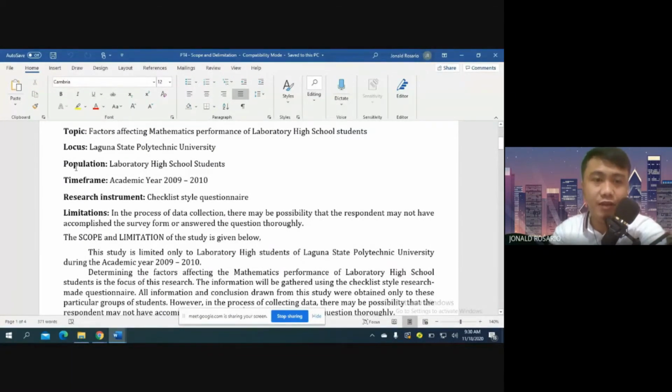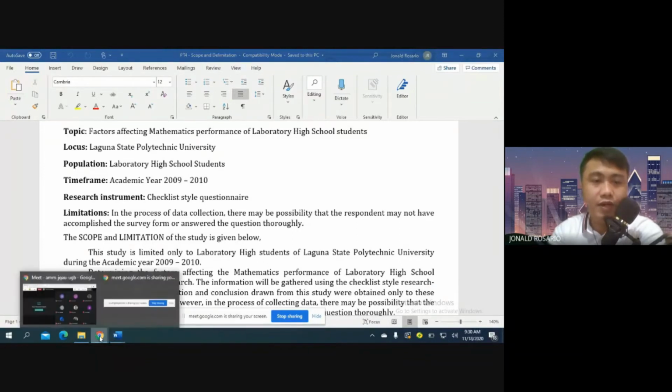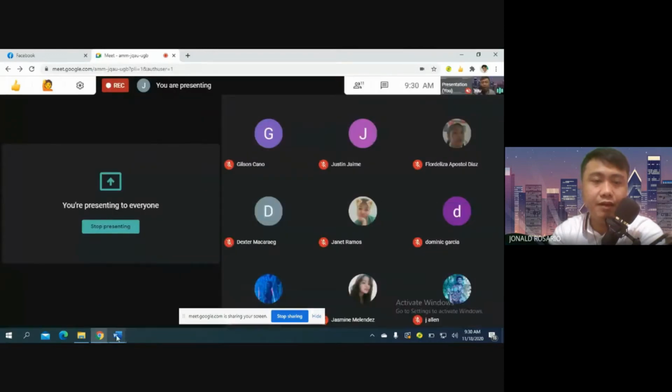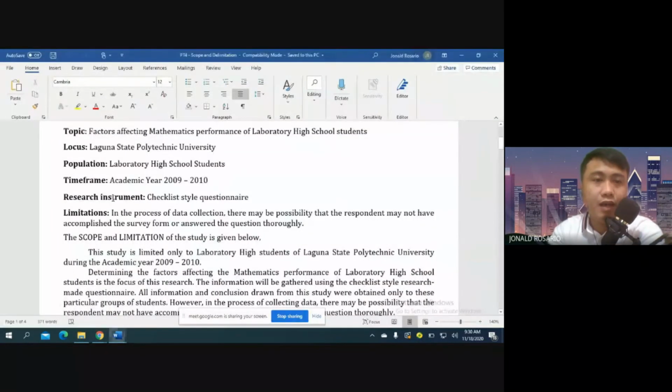That's population. How about for the time frame? Ang ating time frame naman, academic year 2009 to 2010. Ibig sabihin ng time frame, kung hanggang kailan natin matatapos, anong school year natin gagawin yung study. Okay? So according to this study, academic year 2009 to 2010.